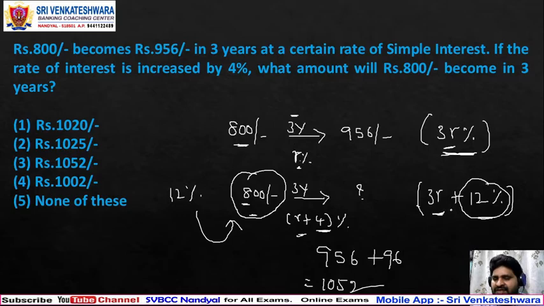For the 3 years we'll get 3r plus 3 fours, 12. So that means from here to here we are paying an extra 12%. If I add that 12%, I'll get the answer. 12% we have to pay on the sum. The 12% on 800 is basically 96 rupees. So 956 plus 96, which is 1052 rupees. That's the answer. Next one.